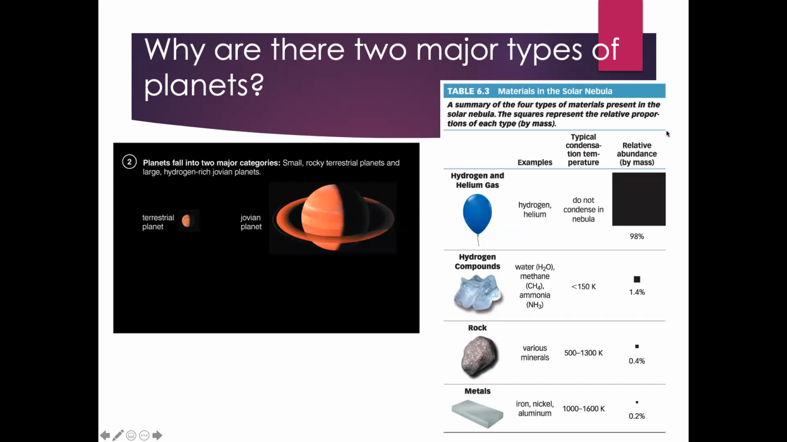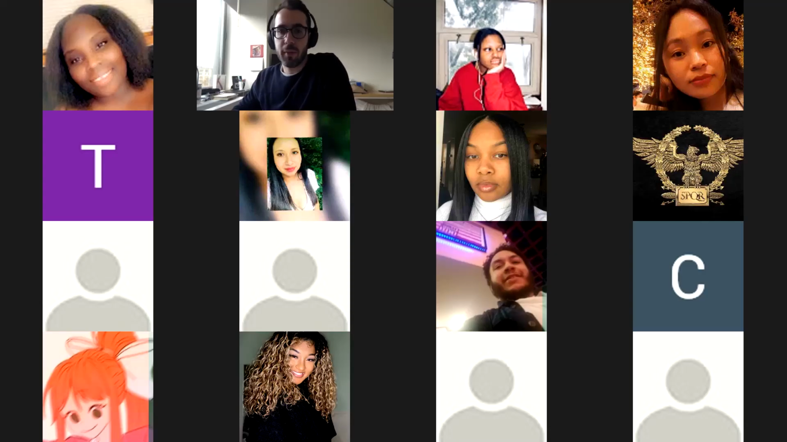So why exactly are there two major types of planets? Why do we have terrestrial versus Jovian in the first place? And this is what we're going to begin exploring. I'm actually going to stop here. I'm going to stop the lecture now, and then I'm going to pick up with that with the evening section.